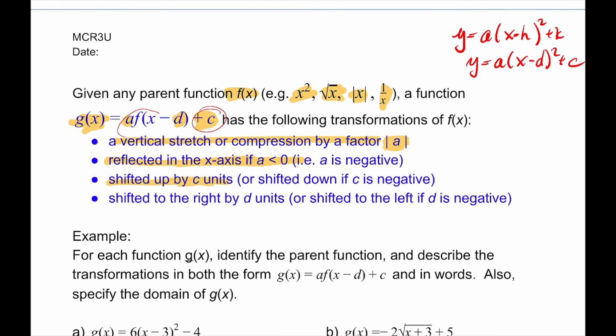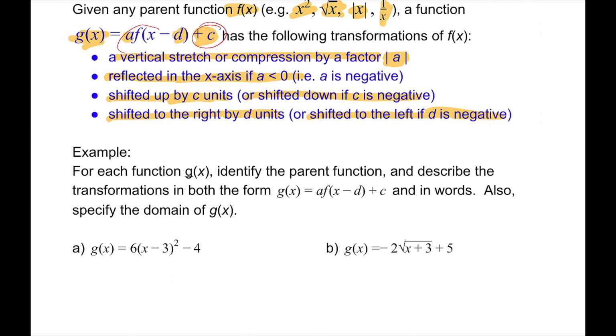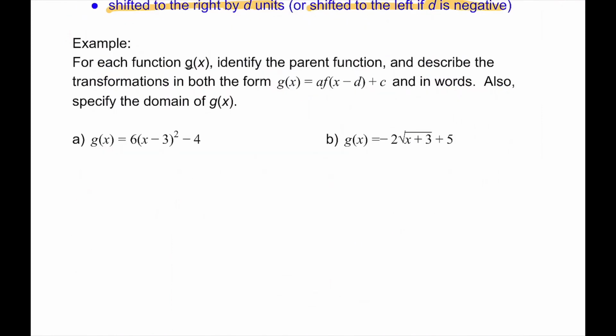It's going to be shifted up by c units if c is positive, or shifted down by c units if c is negative. And finally, it's going to be shifted to the right by d units if d is positive, or otherwise it's going to be shifted to the left if d is negative. So that's how we could describe the transformations. So let's look at a couple examples and how that happens.